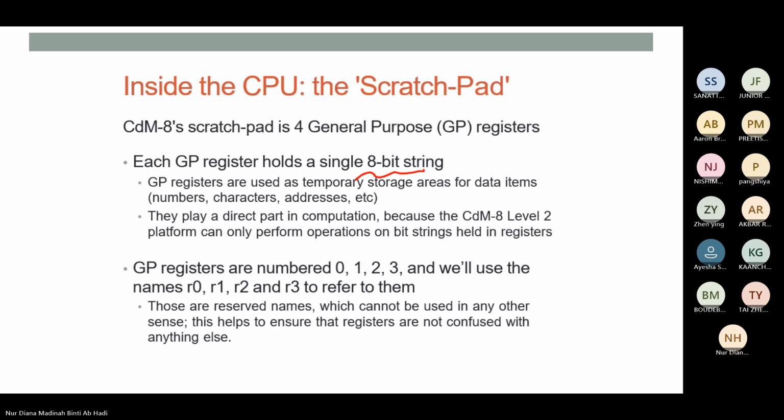So GP registers are numbered 0 to 3, and we will use the names R0 until R3 to refer to them. The registers that I have mentioned just now are your general purpose registers. These R0 until R3 are reserved and cannot be used for other purposes, so that these registers would not be confused with others.